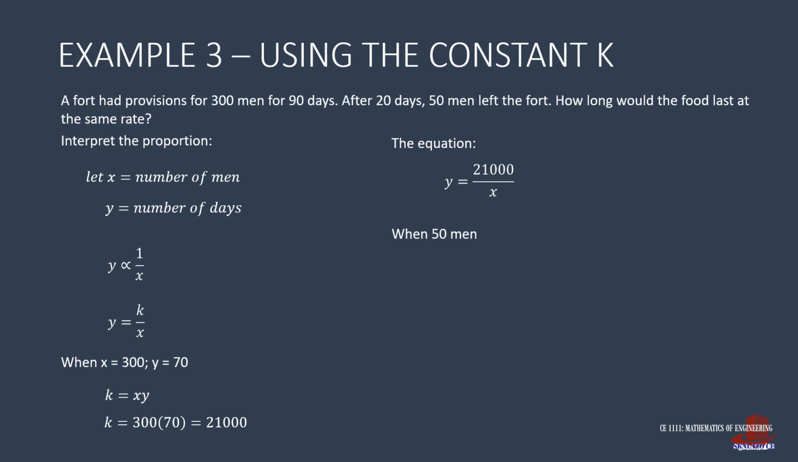For the second case, x is then taken as the original number of 300 men less the 50 who left, having 250 men remaining. With the same rate of consumption, their provisions then computed to last as 21,000 over 250, and that is 84 days.